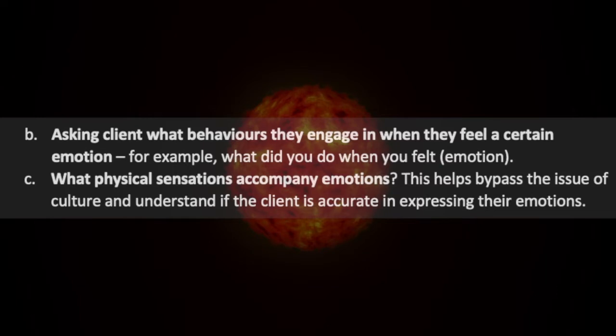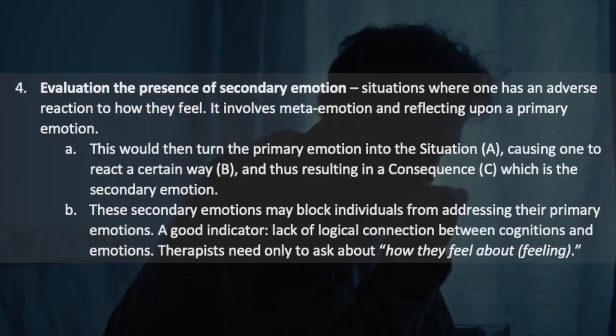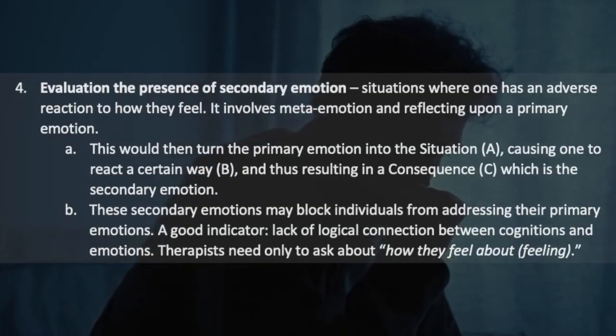Next, therapists should ask clients about the behaviors they engage in when this certain emotion comes about. For example, what did they do when the client felt a certain emotion? Afterwards, therapists should ask what physical sensations accompany the emotions. This helps to bypass the issue of culture and understand if the patient is accurate in expressing their emotions. The issue of culture being, as stated before, maybe they're not socialized or that they're conditioned to not be in tune with their feelings.